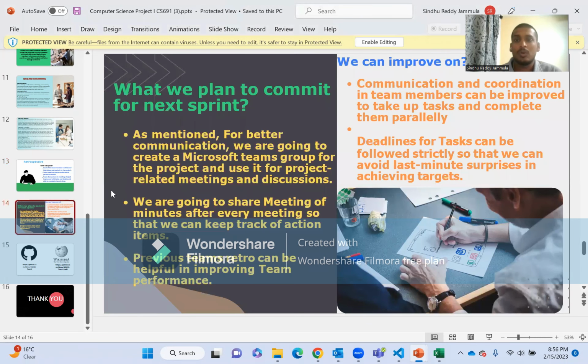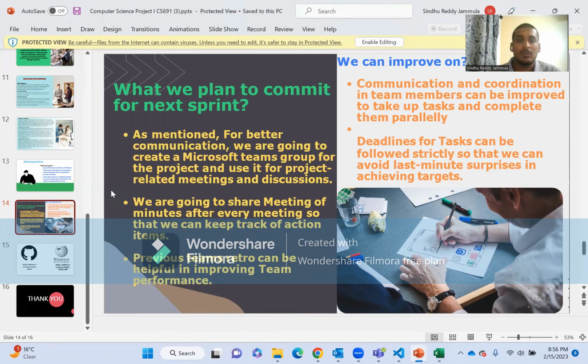We can improve on communication and coordination. Team members can improve at taking up tasks and completing them in parallel. Deadlines for tasks can be followed strictly so that we can avoid last minute surprises in achieving the targets. What can we plan to commit to for the next sprint?